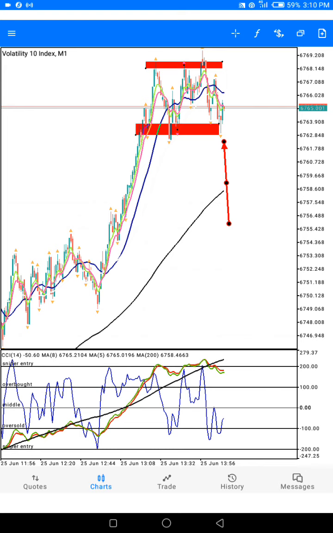Let's still observe and see how this market will play. Let's see where the market will take us.